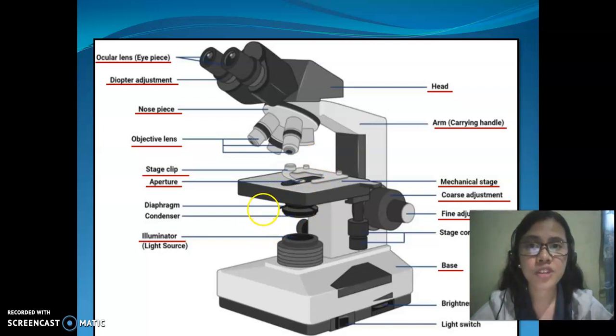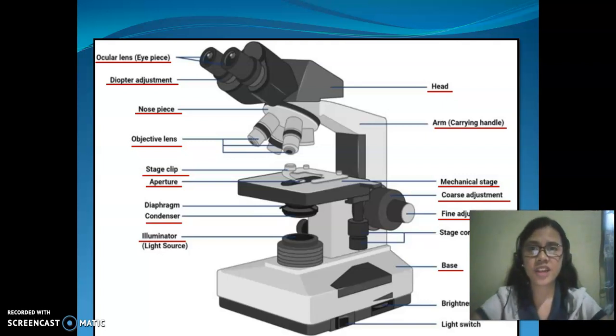It captures light from an external source of a low voltage of about 100 volts. If your microscope has a mirror, it is used to reflect light from an external light source up through the bottom of the stage. Next part is the condenser.